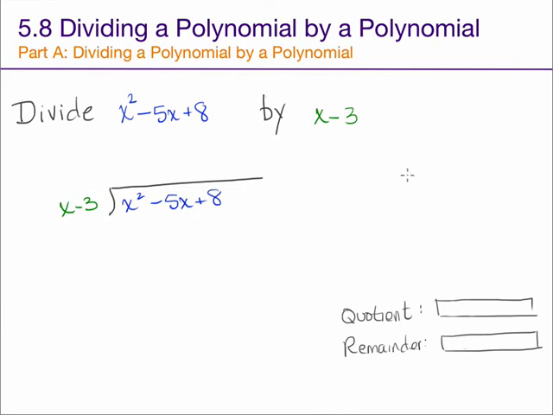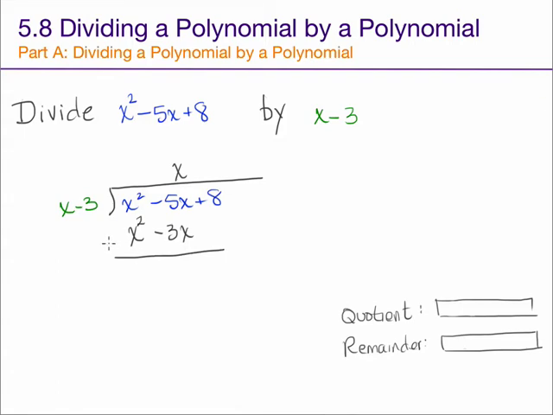Now that it's in that form, I can start working. What do I need to multiply by x to get x squared? The answer to that is x, because x times x is x squared. But that's not enough. Once I've chosen this, I need to multiply it by all of this. X times x is x squared, but x times negative 3 is negative 3x.